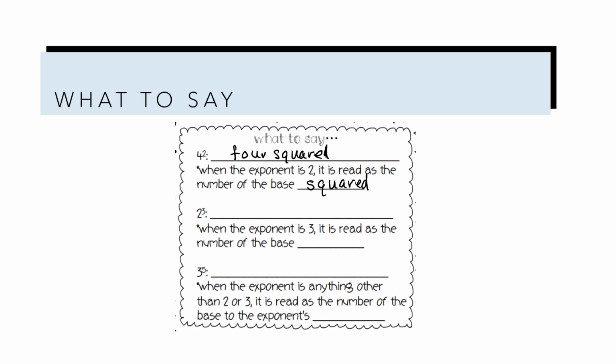The next one is read 2 cubed. When the exponent is 3, it is read as the number of the base cubed. All right, the final one is read as 3 to the 5th power. When the exponent is anything other than 2 or 3, it is read as the number of the base to the exponent's power. All right, now we should all know how to read these correctly.